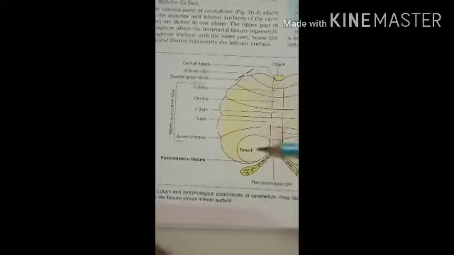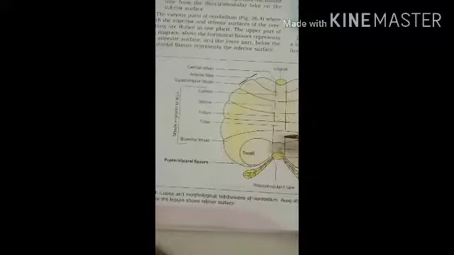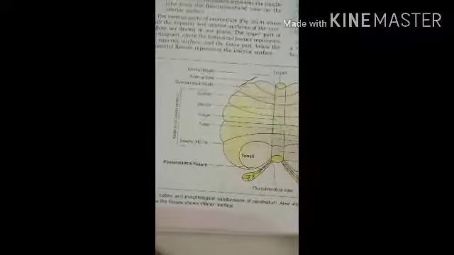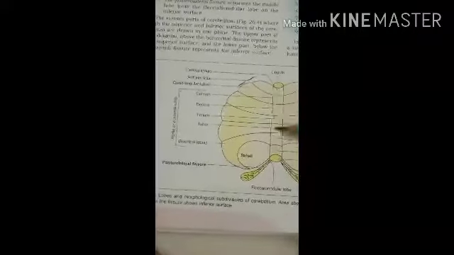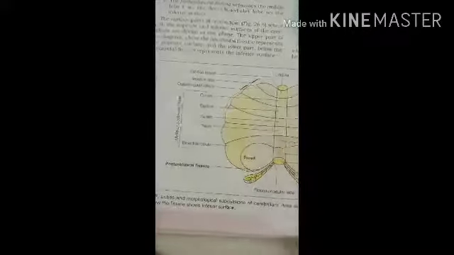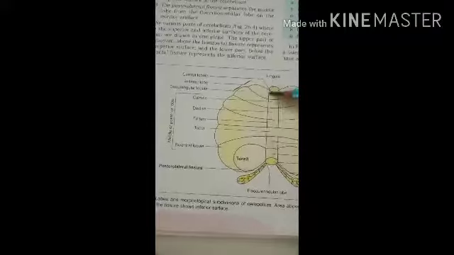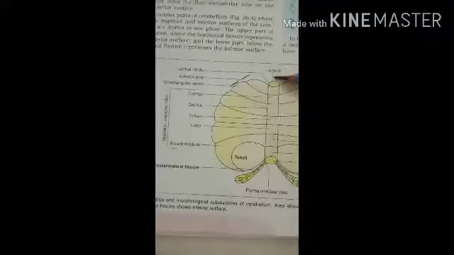Because of the presence of the different fissures on the surface of the cerebellum, the vermis should be divided into 9 parts. Here you can see the vermis, and it should be divided into these 9 parts. The uppermost part of the vermis is called the lingula.